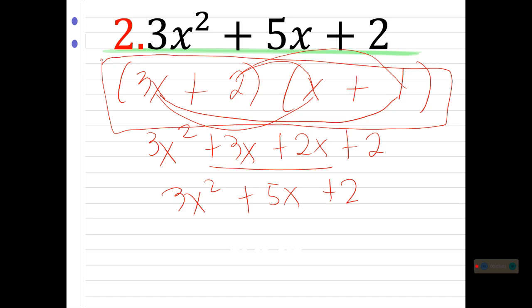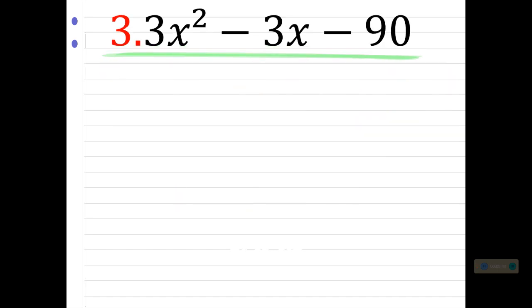So, let us solve the third example. Okay. So, sometimes, if you look at the terms of our given polynomial, like 3x squared minus 3x minus 90, this kind of quadratic trinomial needs to be factored first using the first type of factoring technique, which is using the GCMF. So you are going to pick out the greatest common monomial factor if there is any.